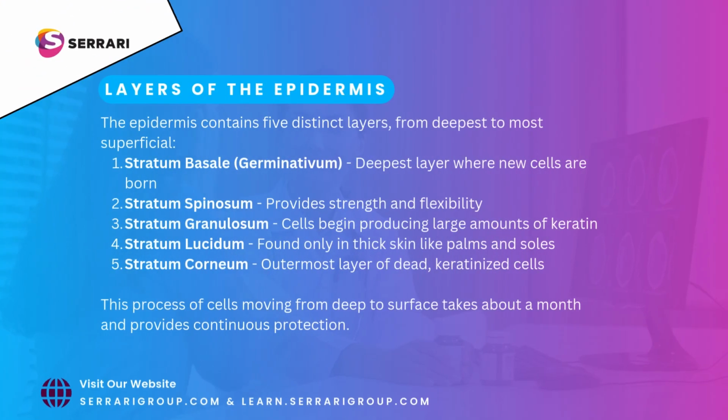Layers of the epidermis. The epidermis contains 5 distinct layers, from deepest to most superficial. Stratum basale, or germinativum, deepest layer where new cells are born. Stratum spinosum provides strength and flexibility. Stratum granulosum, cells begin producing large amounts of keratin. Stratum lucidum, found only in thick skin like palms and soles. Stratum corneum, outermost layer of dead, keratinized cells. This process of cells moving from deep to surface takes about a month and provides continuous protection.